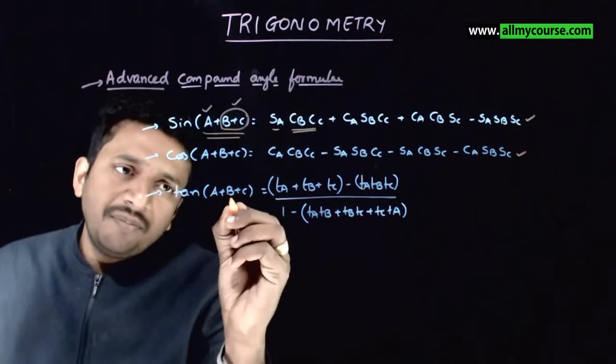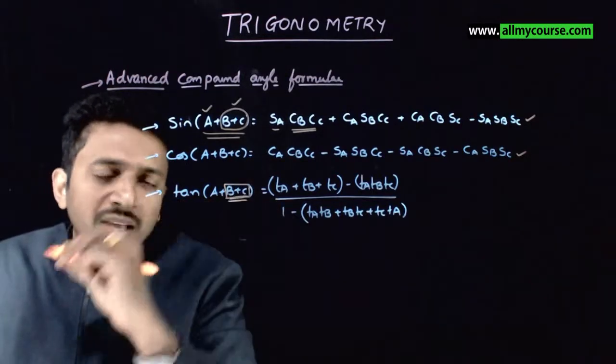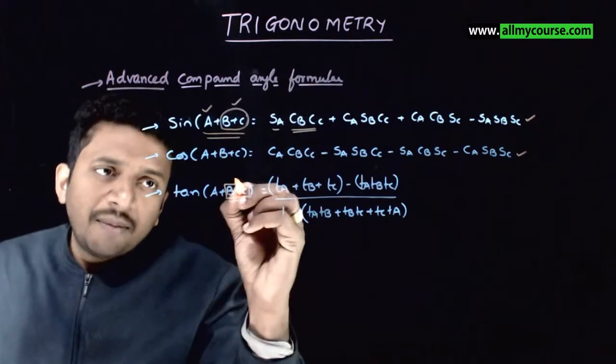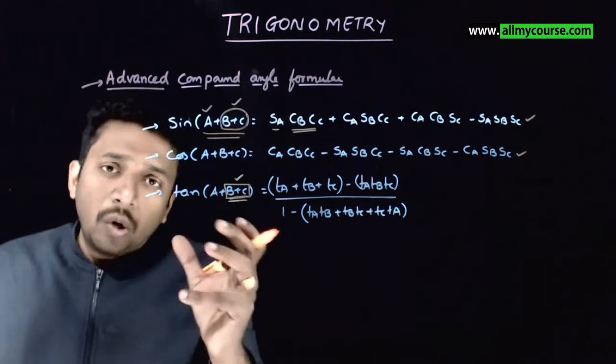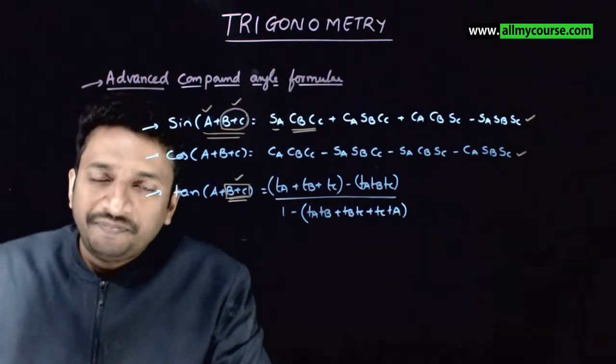Here also you do the same thing. Take B plus C as an entity in the starting and apply the formula of tan of A plus something. And in the next stage, apply the formula for tan of B plus C. So I hope you can derive these formulas very easily.